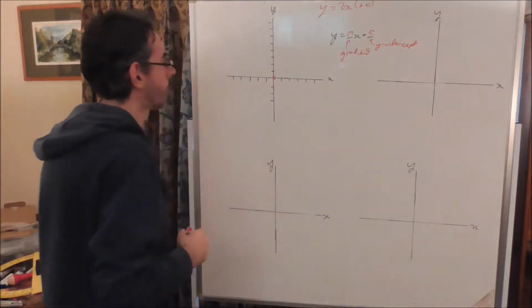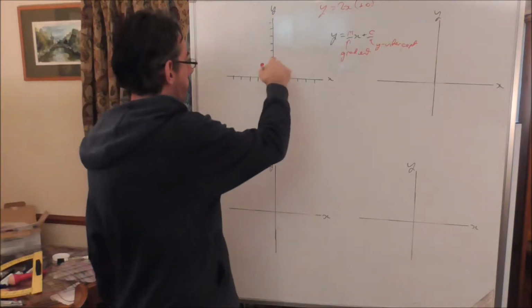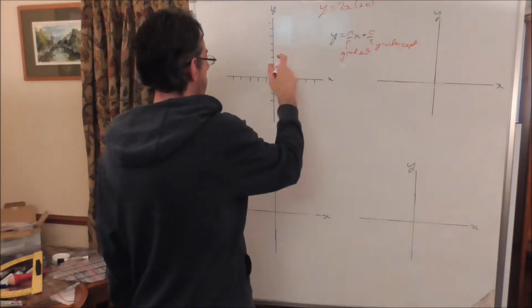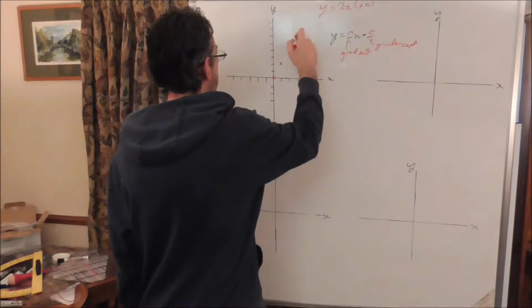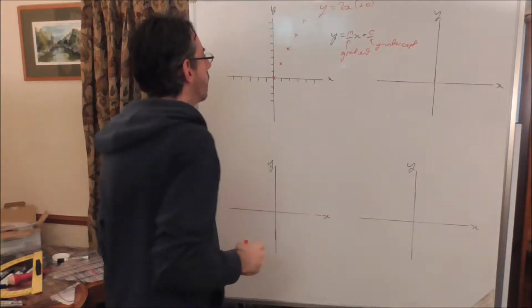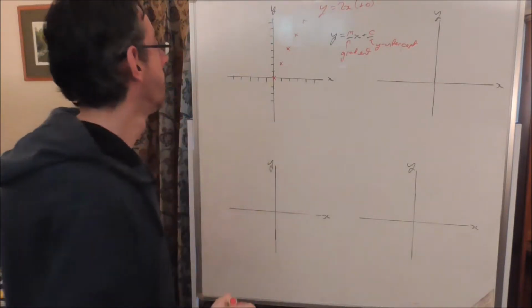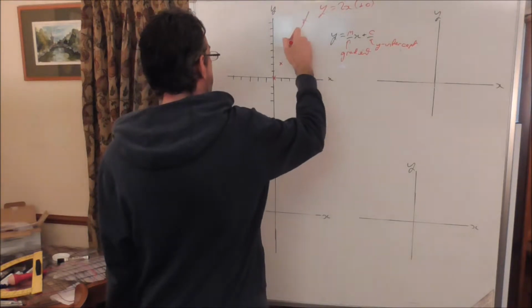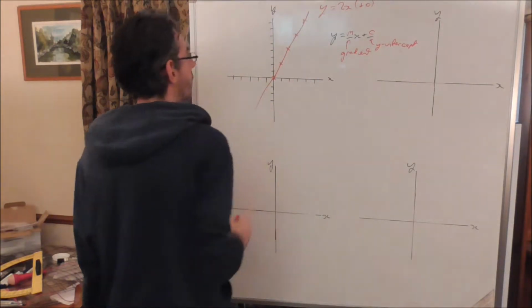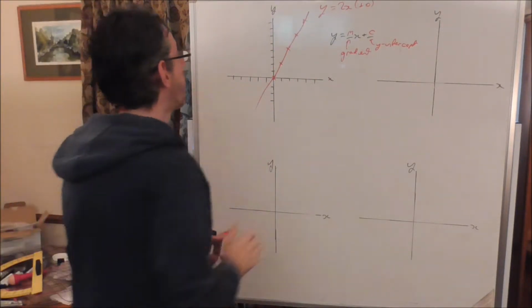like that. And it's got a gradient of 2, which just means it goes right one, up 2, right one, up 2, right one, up 2. There are some points the line passes through. Let's draw the line. A bit wobbly, but it looks something like that. That's the line y equals 2x.